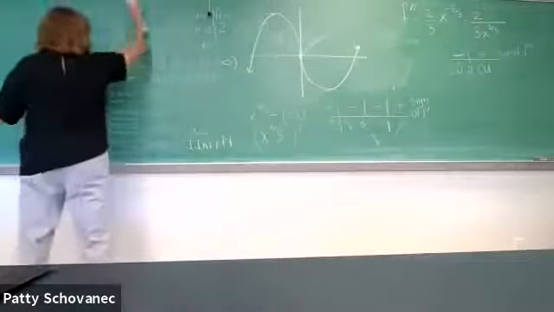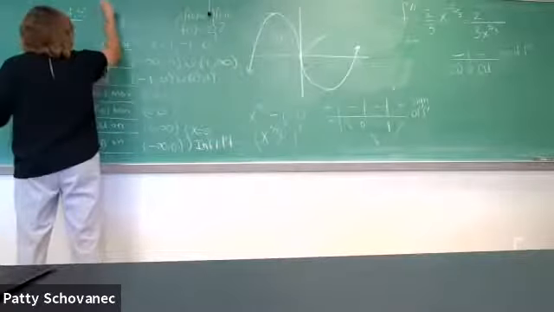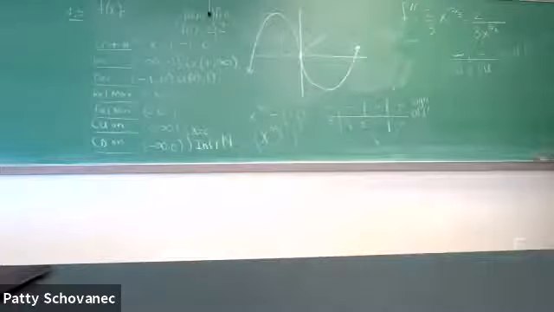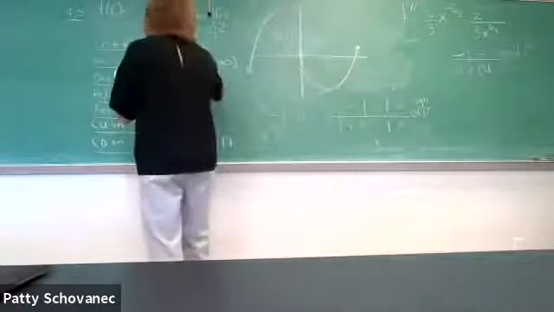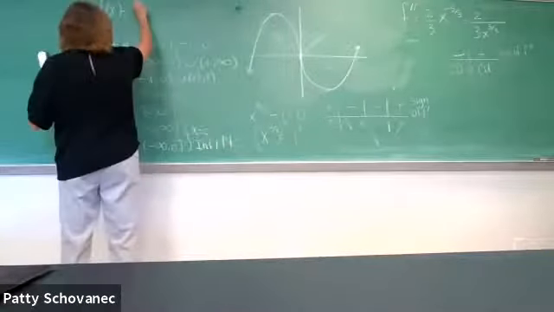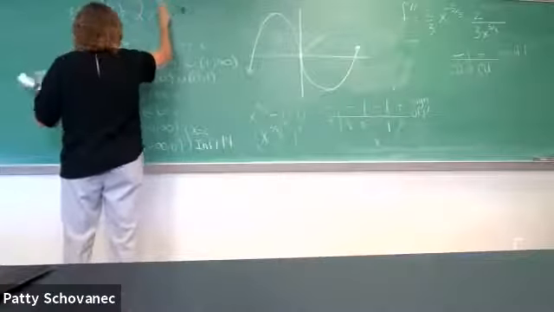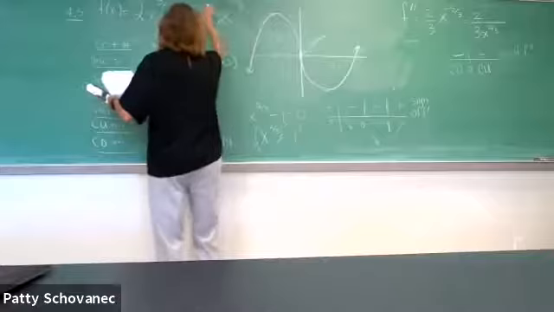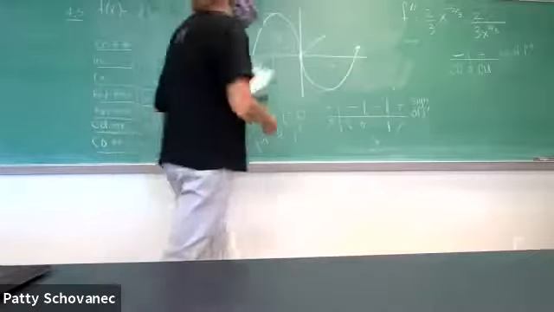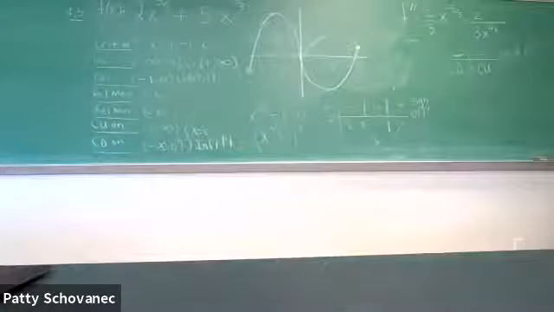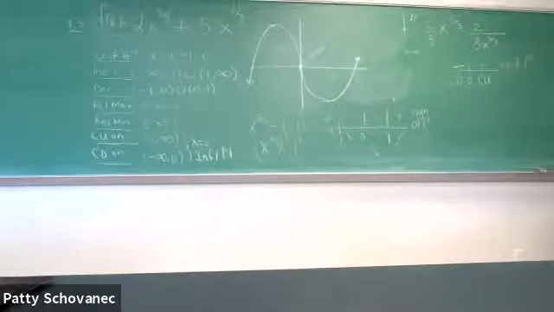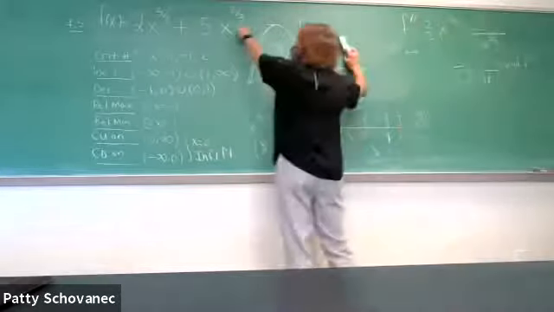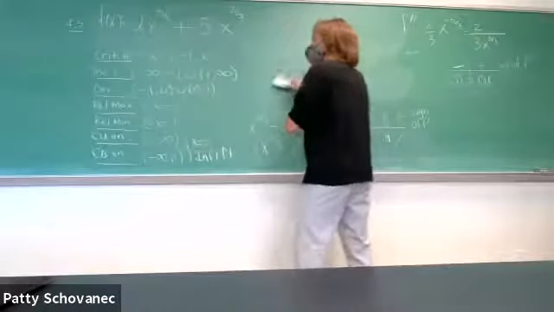Same stuff. Let's see, f of x equals, I can't see that. 2x to the 5 thirds plus 5x to the 2 thirds. So we have a 5 thirds and a 2 thirds. Those are both cube roots, so they're defined everywhere. But it's good. We're going to have a zero in the denominator when we do that derivative.